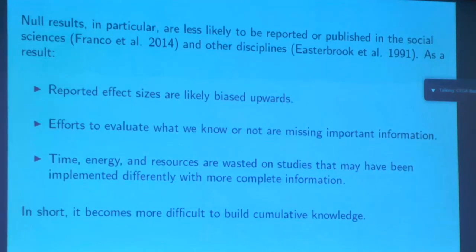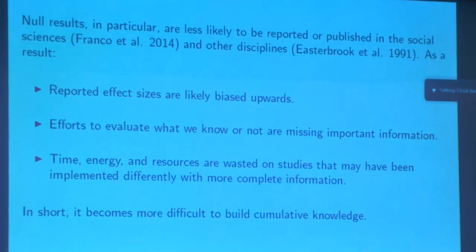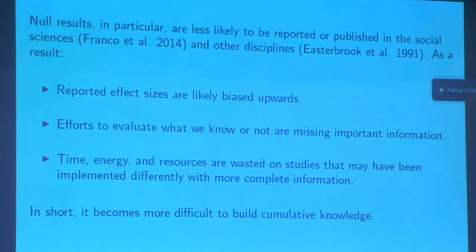In particular, null results are less likely to be reported or published, both in the social sciences and in other disciplines as well. There's some good research on this now. And this creates a few problems. So first, reported effect sizes are likely biased upwards. And this means that when we try to evaluate what we do and do not know, we're missing important information. And then in addition to these problems, we're also probably just wasting a lot of time, energy, and resources trying to design studies that have already been done, and we just didn't know what turned out because we don't actually see them. So in short, it becomes much more difficult to build cumulative knowledge because of these problems where we're not seeing all of the research that is actually completed.